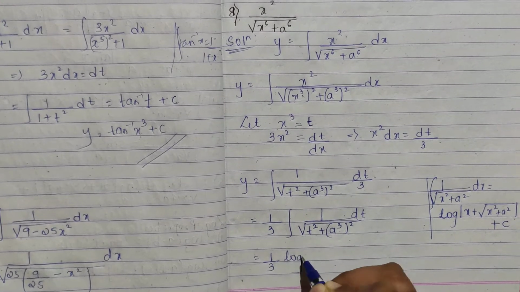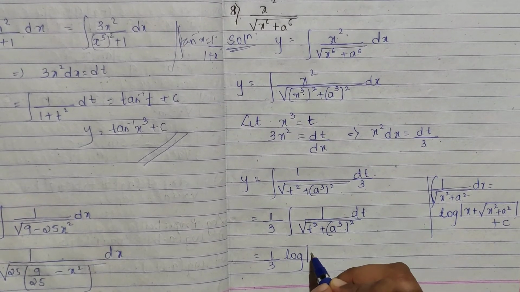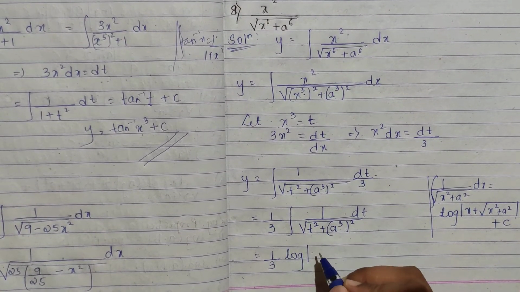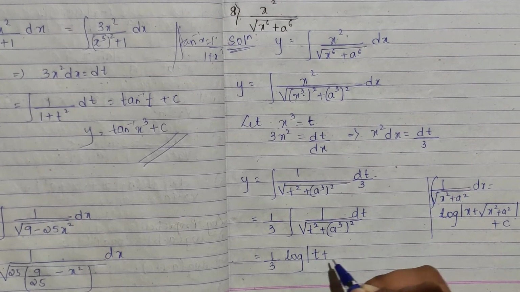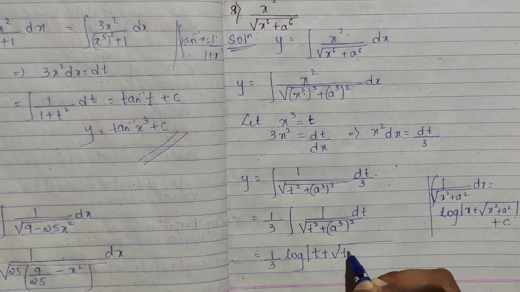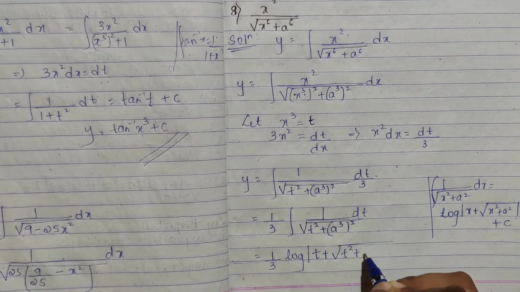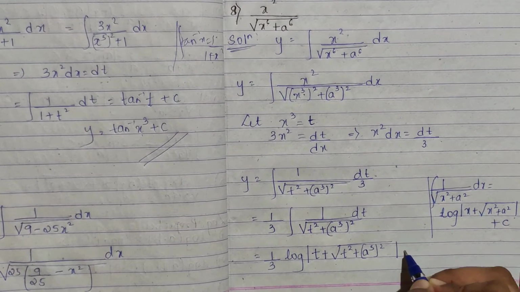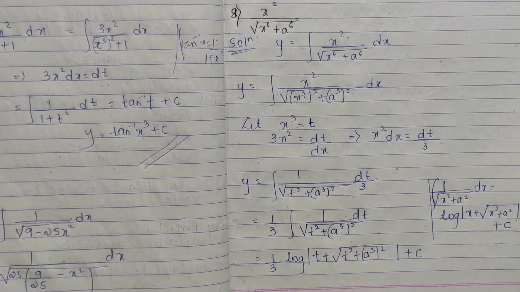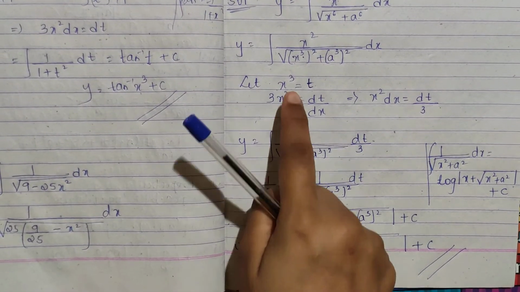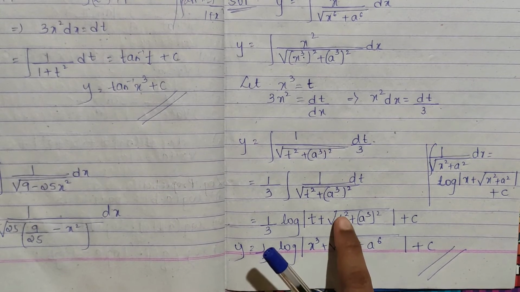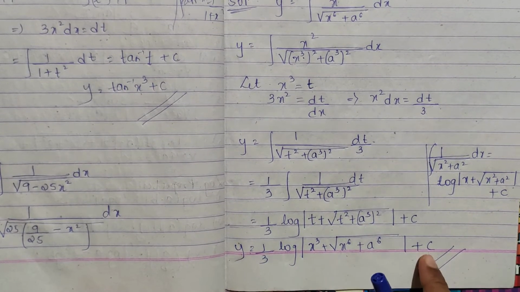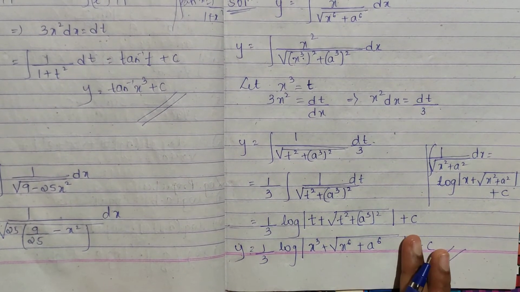You will get log modulus x, here your x means t, plus root of t square plus a, which is a cube square, plus c. At last replace your t with x cube. So it is x cube plus root of x raised to 6 plus a raised to 6 plus c. I hope this much is clear for you.